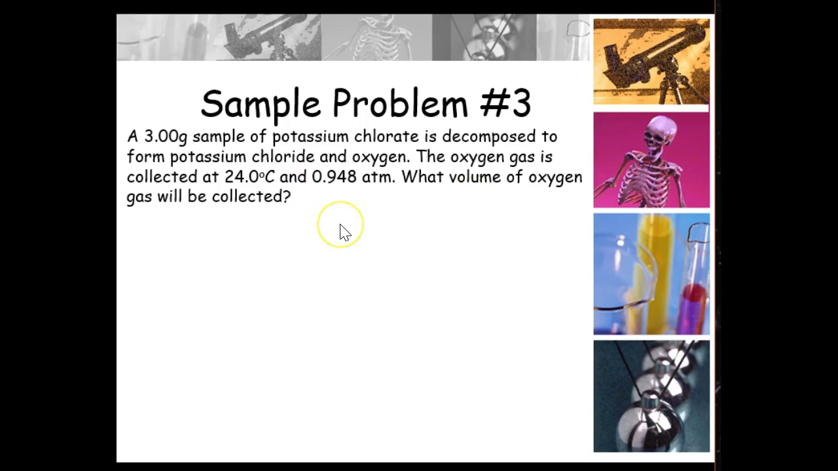Okay, for this third problem, this one's a little bit more tricky because it involves more stoichiometry. It says a 3-gram sample of potassium chlorate is decomposed to form potassium chloride and oxygen. The oxygen gas is collected at 24 degrees Celsius and 0.948 atmospheres. What volume of oxygen gas will be collected? So this time, we need to find out the mass of oxygen gas that would be produced, and then we can plug it into the ideal gas law.